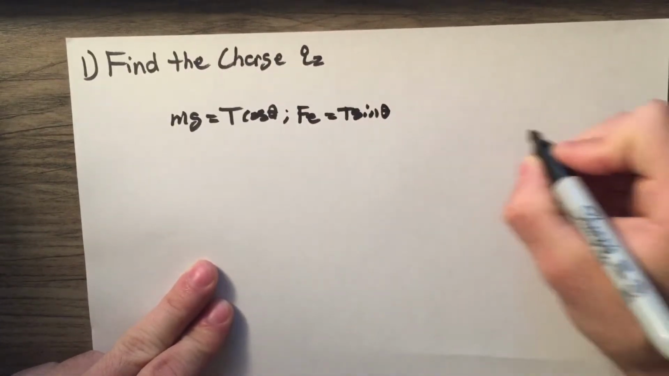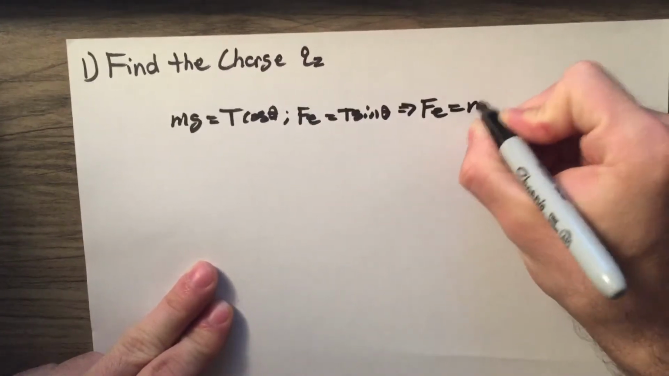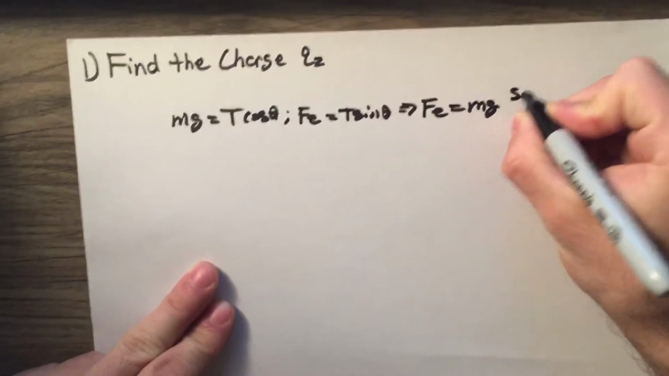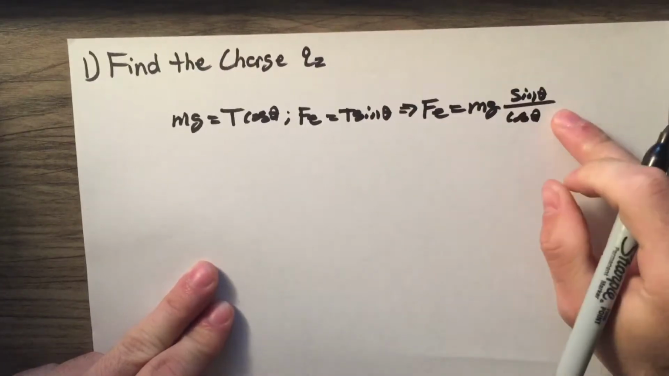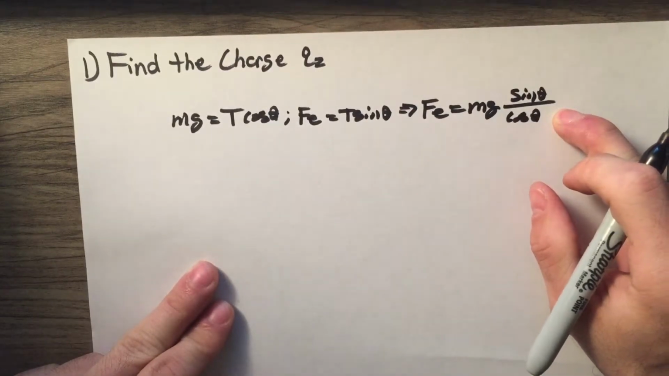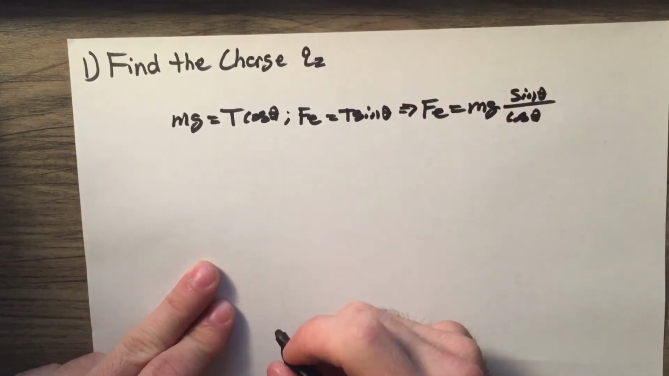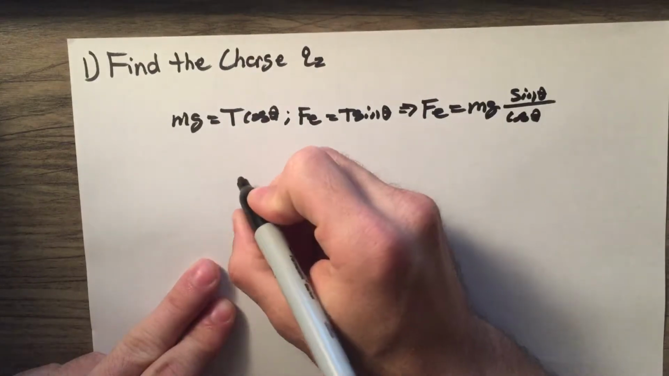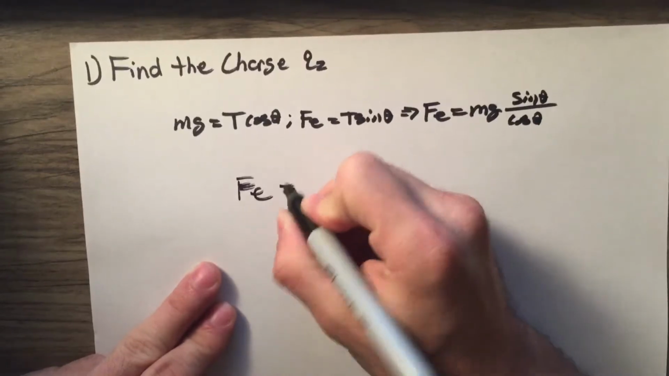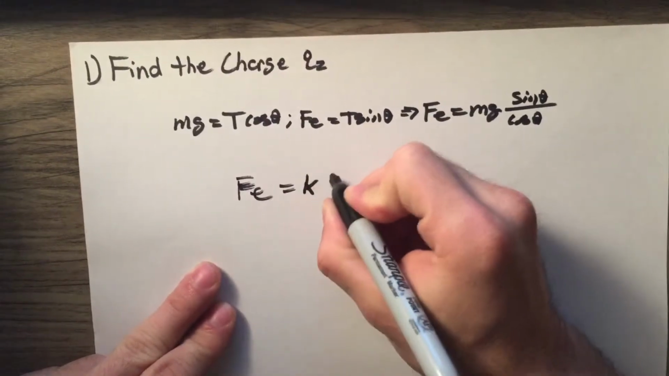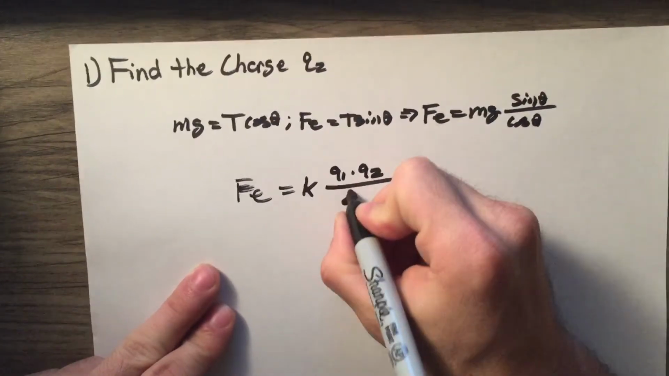Now, rearranging this equation, we could get our electrostatic force equals mass times gravity times sine theta over cosine theta. Now, we will get back to this equation and use it in a moment. So, the magnitude of the electrostatic force is given by Coulomb's law equation. And this equation is the electrostatic force equals our K value, which is Coulomb's constant, times Q1 times Q2 over our distance squared.